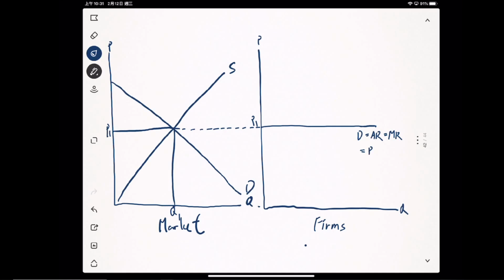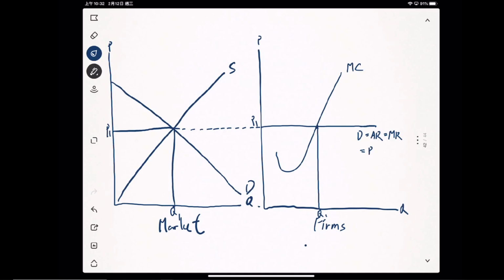So now we are going to draw an MC curve. Once again, it's like a Nike tick, like this, and we call that MC, marginal cost. Right now, at this intersection point, we are able to find where we can get profit maximization. Let's call that Q1. So at Q1, if they are selling at Q1, their profit will be maximized.